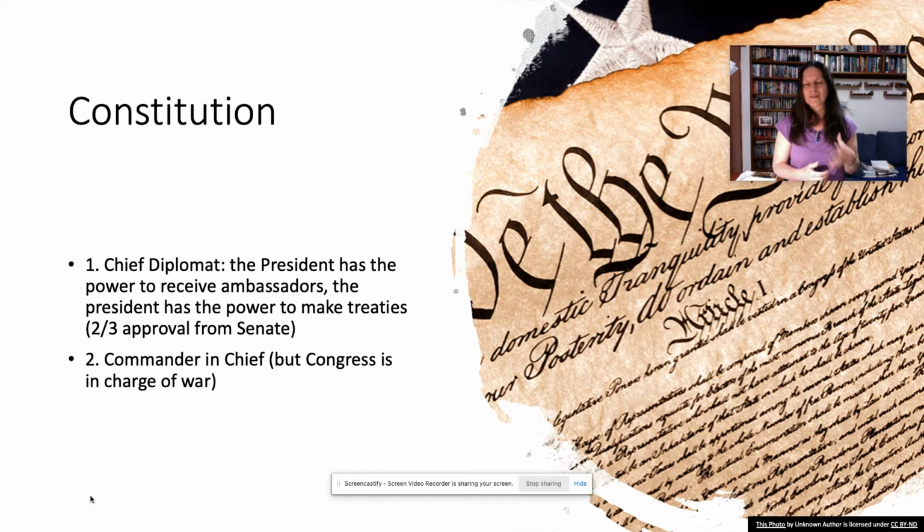The second role that the president has in foreign policy is that of commander-in-chief. This means that the president is in charge of the U.S. armed forces. However, it is Congress that is in charge of war. We will talk about this a little bit further on.